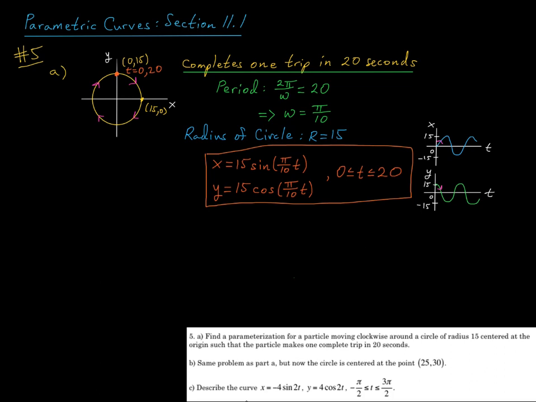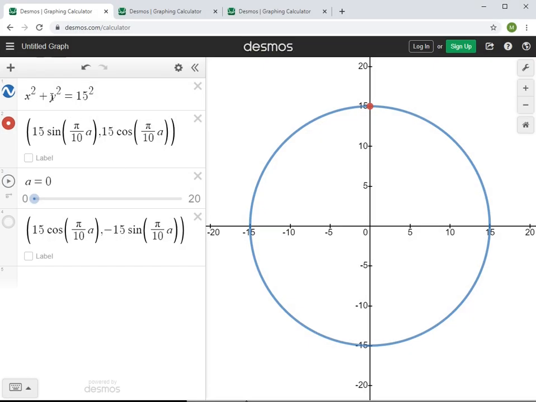So we're going to move to the right and down, and that's describing a clockwise orientation. Now let's go ahead and check this on Desmos. You see the equation of the circle here, and then this is the set of parametric equations, and I've just used A there for my tracing point. When A is 0, you see we're at the top of the circle. Now as I let A run through the interval from 0 to 20, we see that we're moving in a clockwise manner and we complete one trip around in 20 seconds. So it's working. Great.